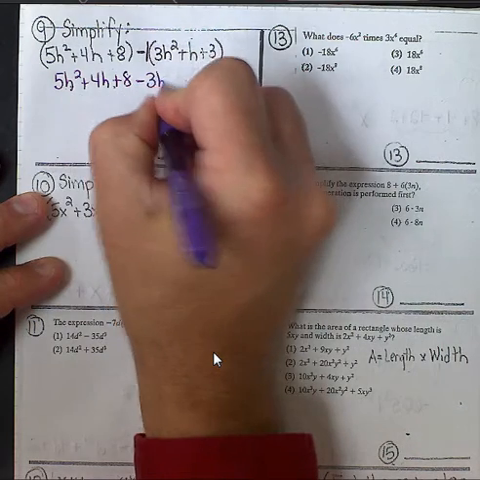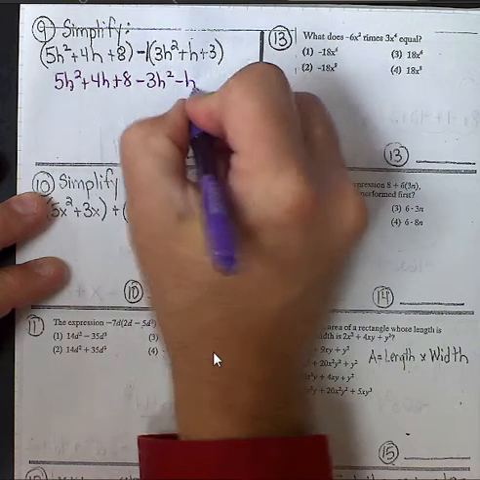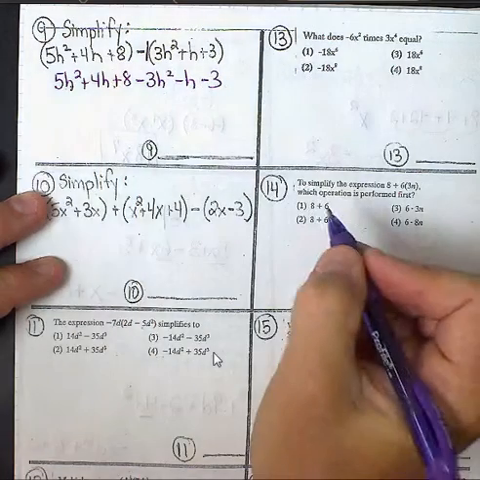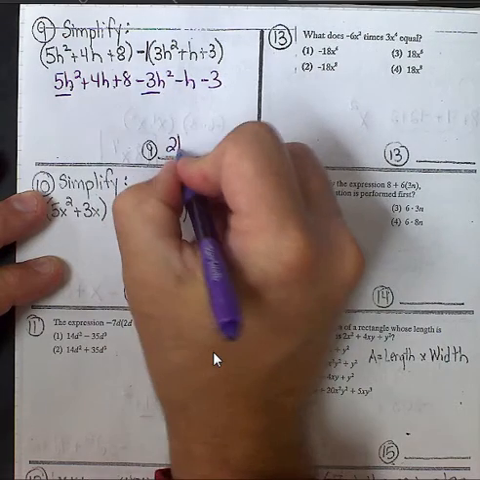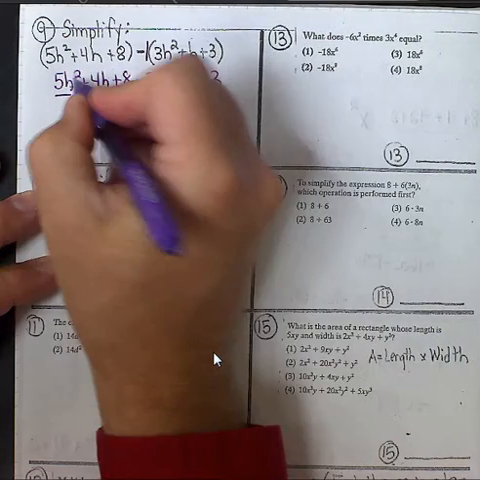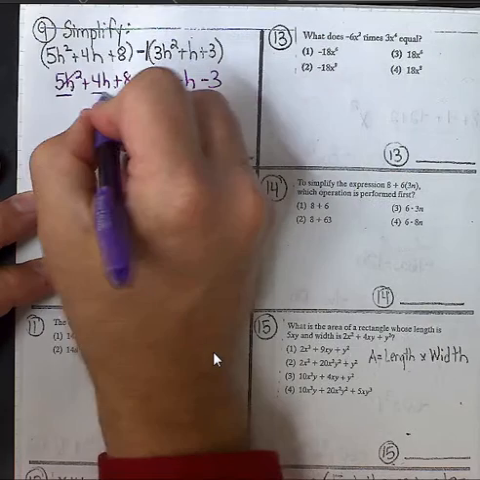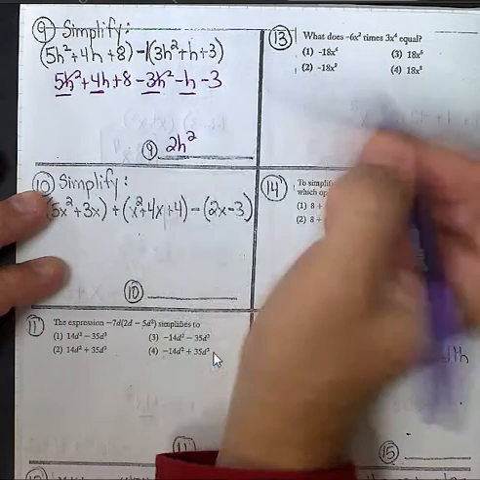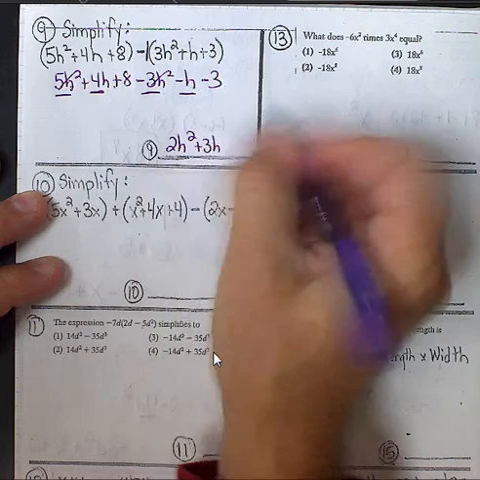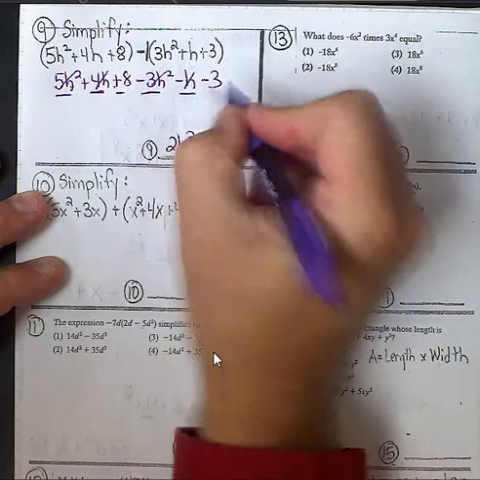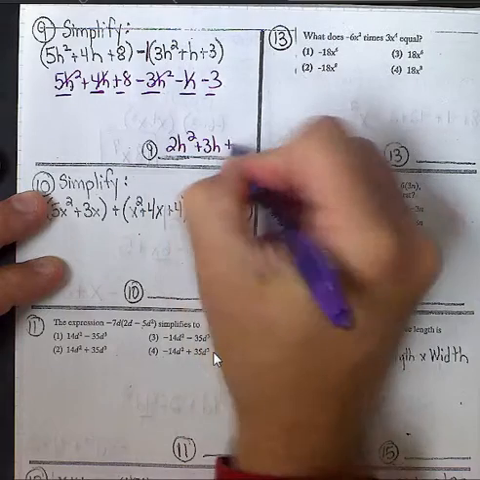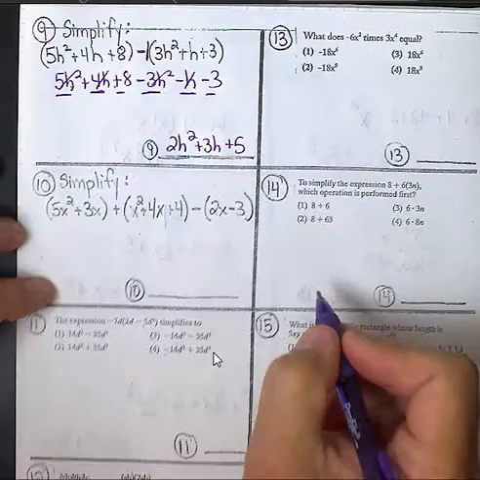Minus 3h squared minus h minus 3. And then combine like terms. 5h squared minus 3h squared. That's a positive 2h squared. And we're done with those two terms. I have a plus 4h and a minus h. That's plus 3h. And I'm done with those two terms. Then I have 8 and a minus 3. That's plus 5. All right, move on to question 10.